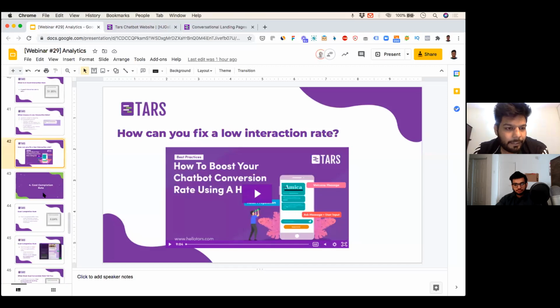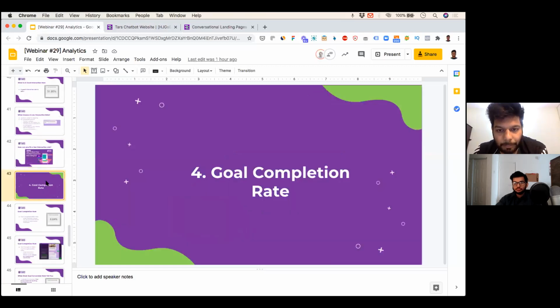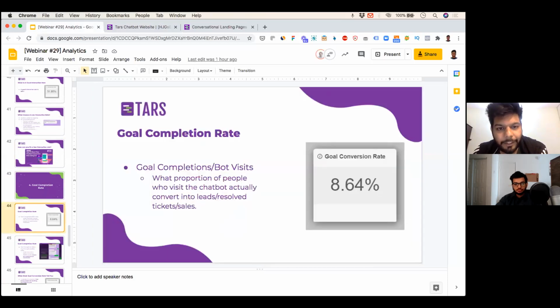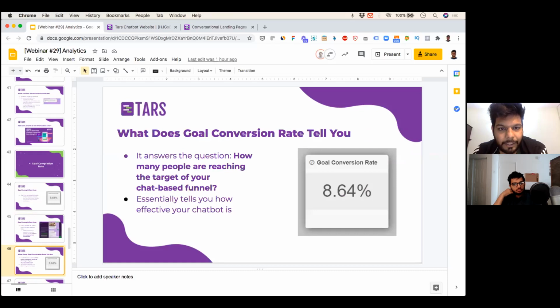The last bit here is the completion rate, the goal completion rate. That's basically how many people are completing your goal versus the number of people coming into the top of the funnel for you. So this is the number of meetings booked versus the number of people who came to my chatbot, who saw the chatbot. It's as simple as that. And what does it tell you? There's no rocket science to it. It is just the number of people reaching your intended target versus the number of people you spent money to reach your chatbot. If it's organic traffic, that's a different story. But if you're running ad campaigns, that's the number of people coming to your chatbot from the amount of money you spent to get them there.